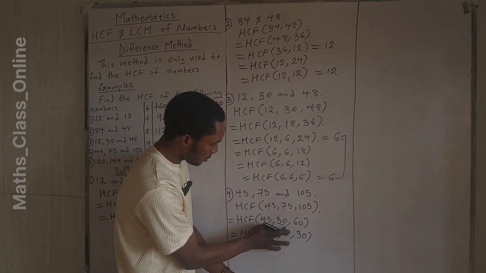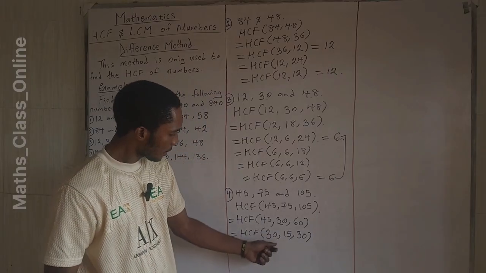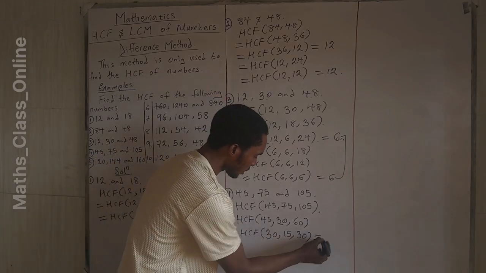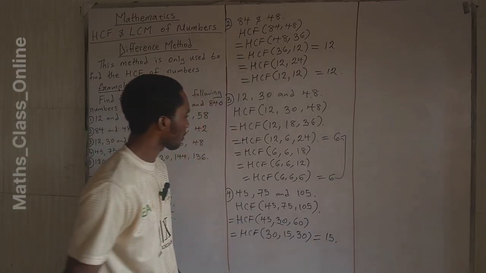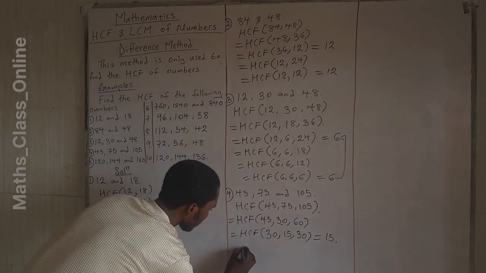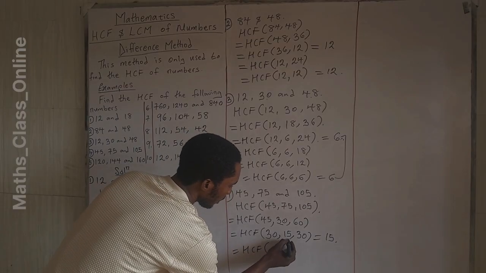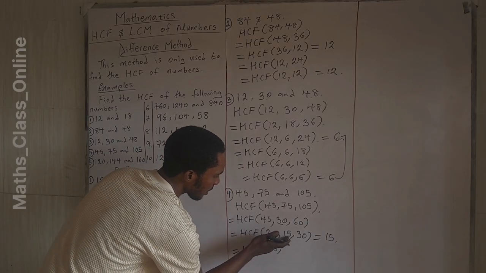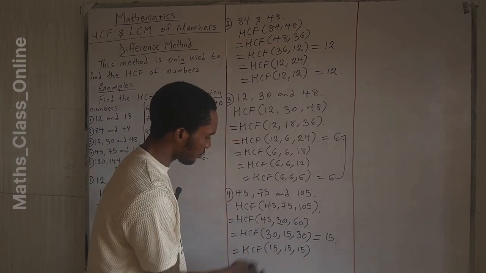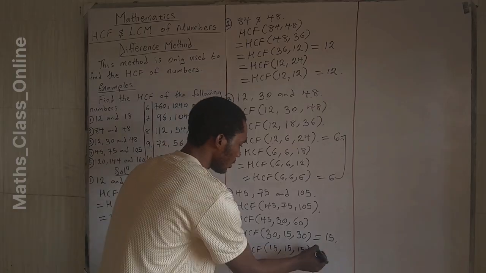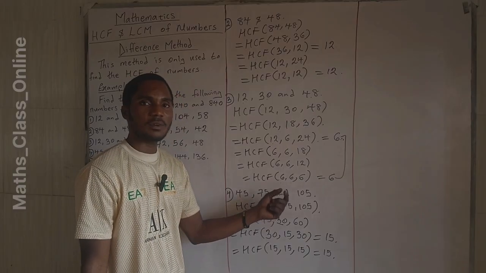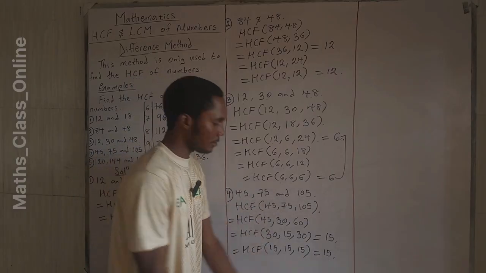The least number here is what? That's 15. Can 15 divide 30? Yes. 15 can also divide 30. That means the HCF is what? Is 15. We can also decide not to stop here. This is also HCF of, the least number here is 15. 30 minus 15, that is 15. 30 minus 15, that is also 15. You can see we have 15, 15, 15. That means that the HCF of 45, 75, and 105 is what? Is 15.